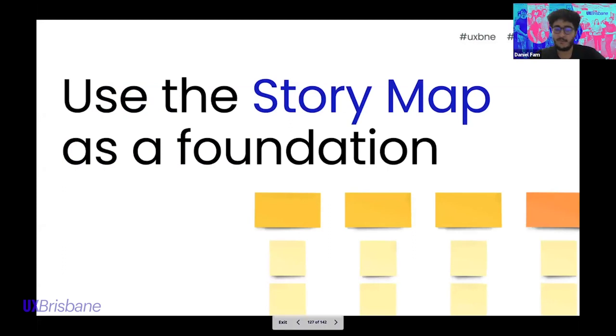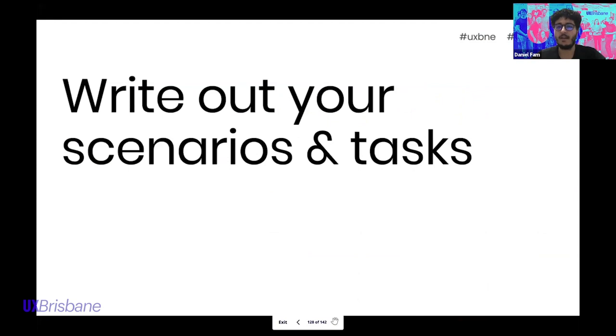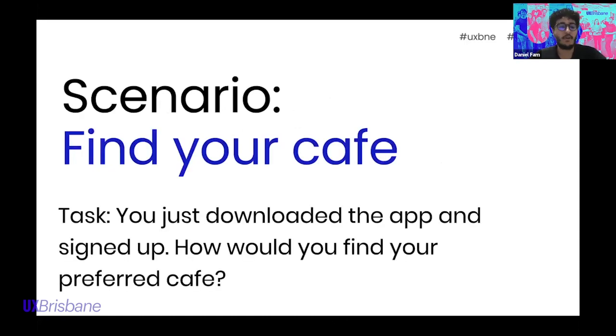So for example, if we look back at our coffee ordering experience, a scenario could be, okay, we want to make sure that they can find the cafe. And you would ask the user, hey, you just downloaded the app and signed up. How would you go about finding your preferred cafe? And you just sit back and observe.